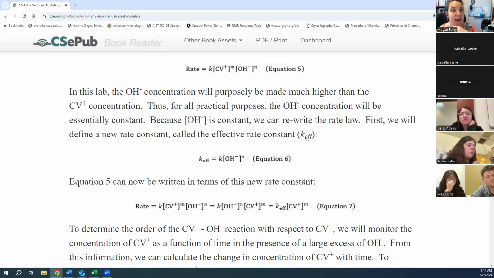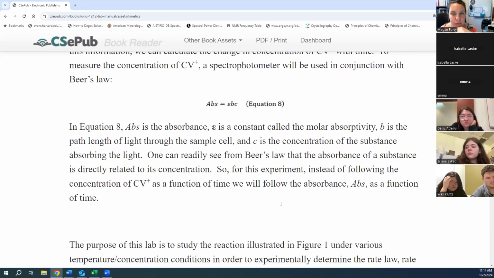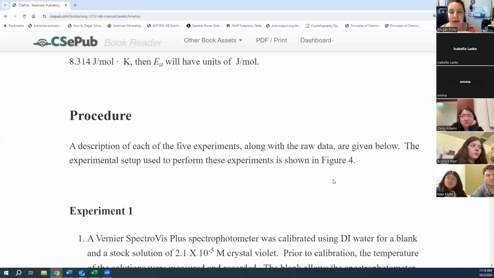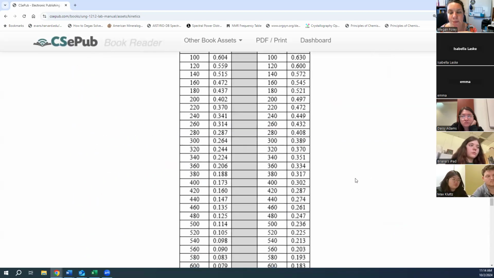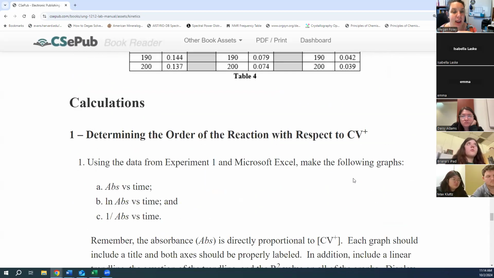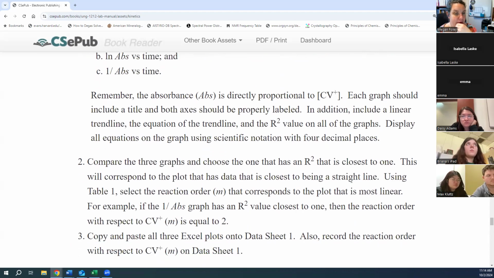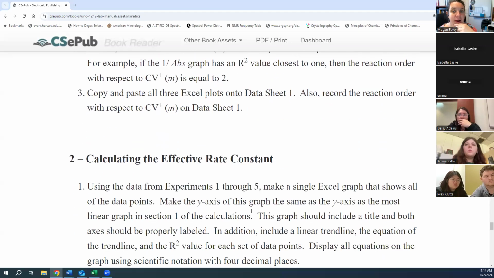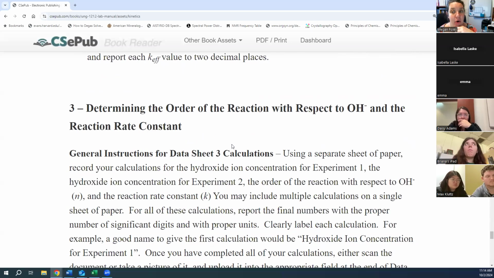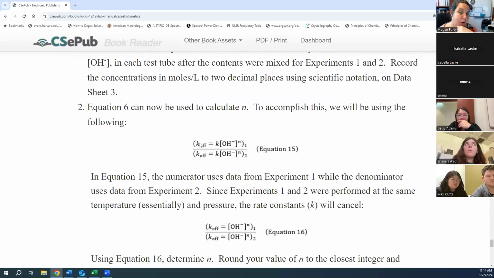So we will be looking at our K effective, which gives us our actual K value from each of these graphs. After we find all of our K effective values from our different graphs, which we're going to do in part 2, we can then figure out our order with respect to sodium hydroxide. We'll be using this equation right here, where we take the K effective from one experiment divided by the K effective in another, and set it equal to our sodium hydroxide concentrations to their n value.